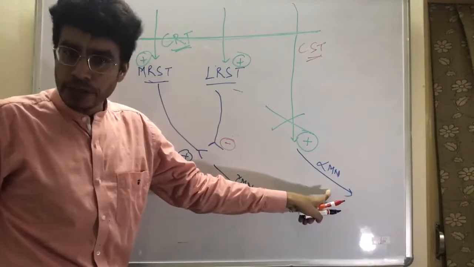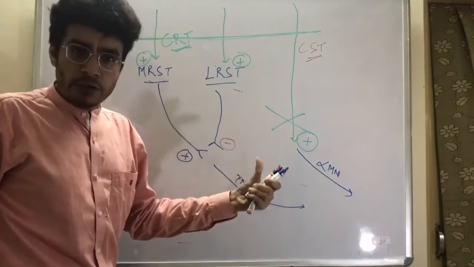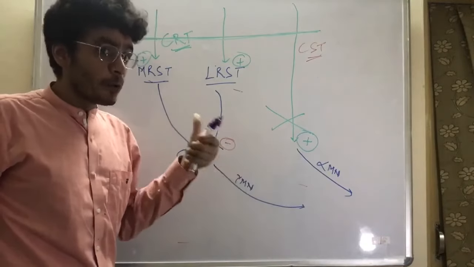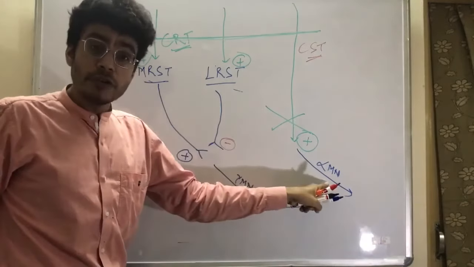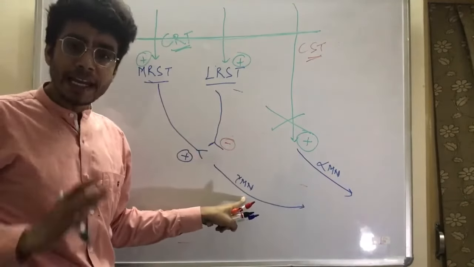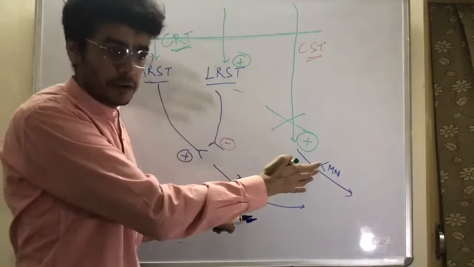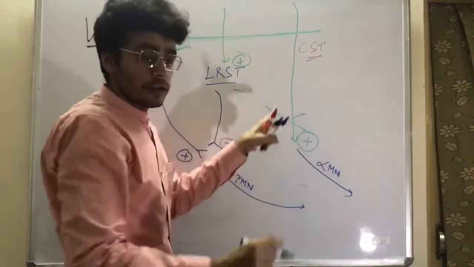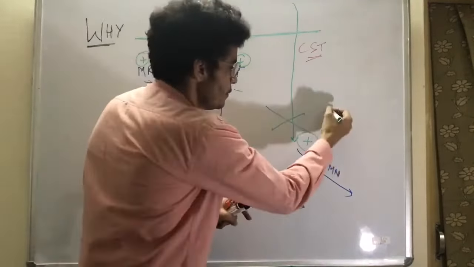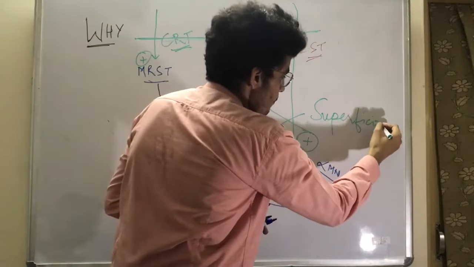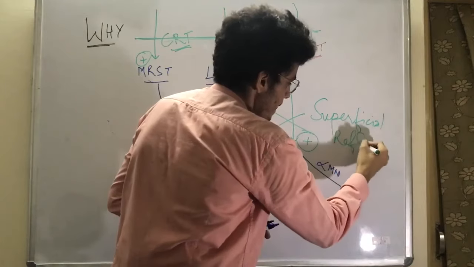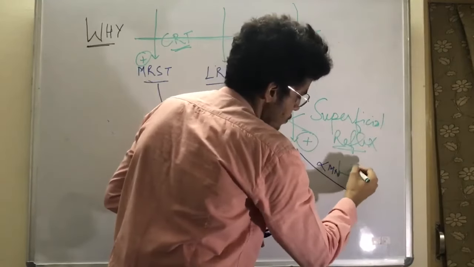It will be reduced. And if we go back, the superficial reflex is concerned with the alpha motor neuron. The gamma motor neuron does not play any role in the superficial reflex. So that's why in the case of upper motor neuron lesion, superficial reflexes will be lost.